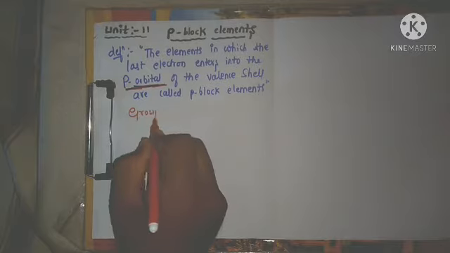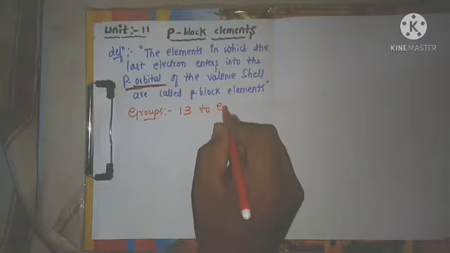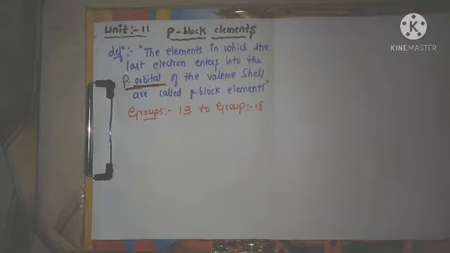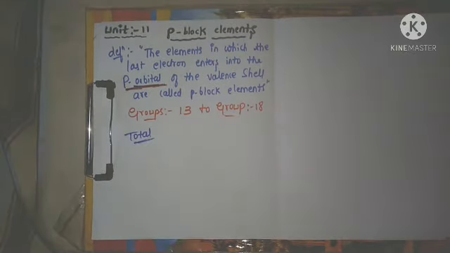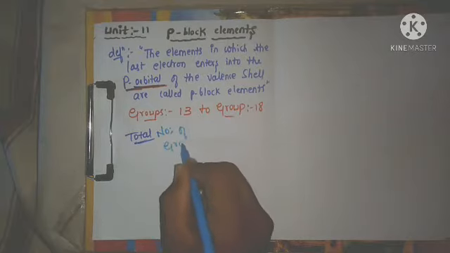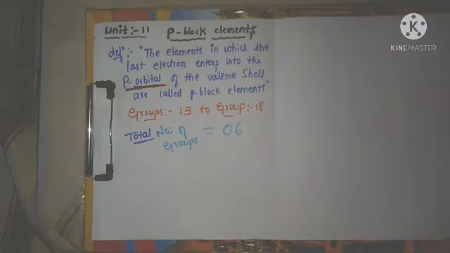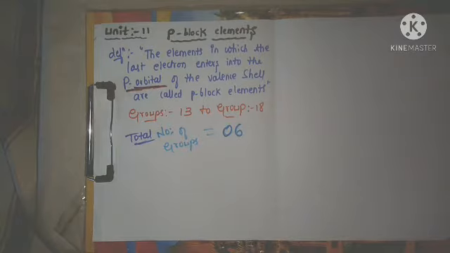Now, from where to where are the groups for p block elements? Group 13 to group 18 are called p block elements. Total how many groups are there? 13 to 18 means 6, so only 6 groups are there in the p block elements, that is from 13 to 18.